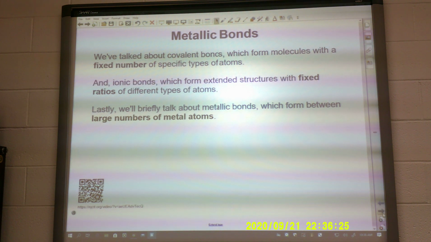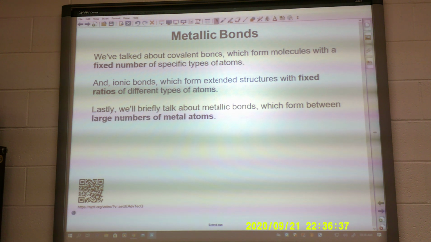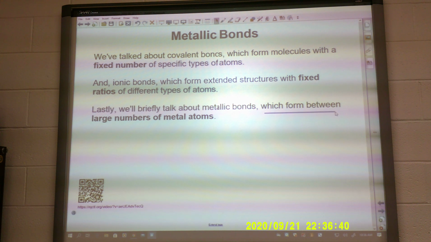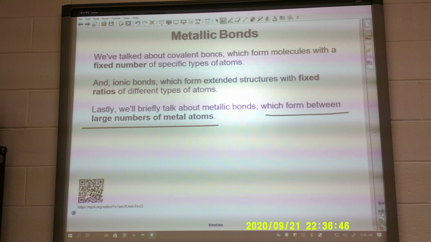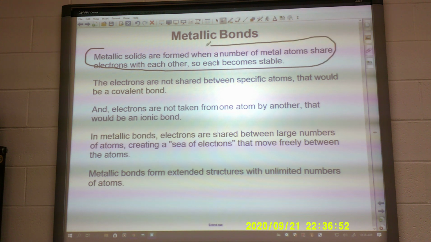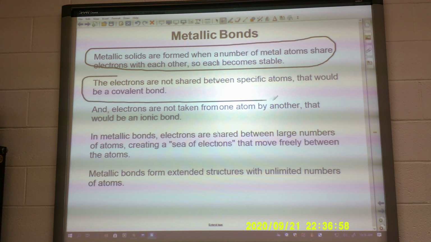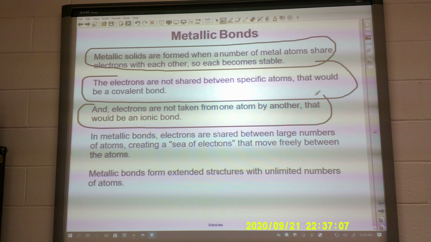Metallic bonds. We've talked about covalent bonds, which form molecules when a fixed number of the specific atoms, and ionic bonds, which form extended structures with fixed ratios of different types of atoms. Lastly, we will briefly talk about metallic bonds, which form between large numbers of metal atoms. Metallic solids are formed when a number of metal atoms share electrons with each other, so they become more stable. The electrons are not shared between specific atoms, because that would be a covalent bond. And electrons are not taken from one, because that would be ionic.